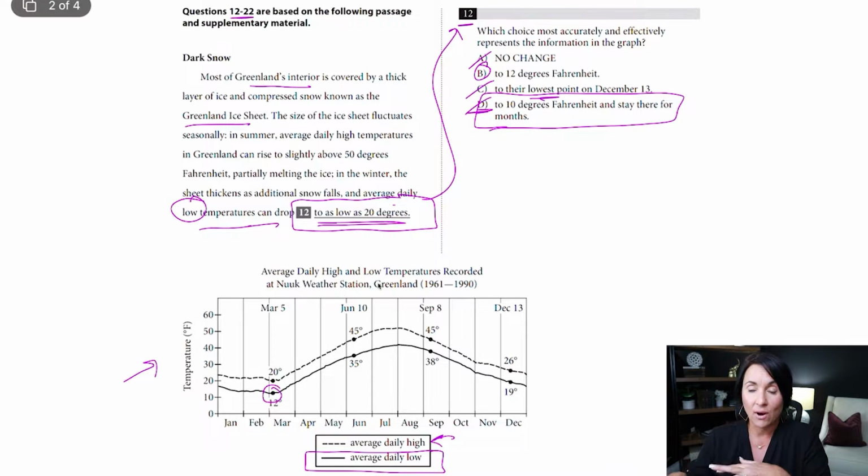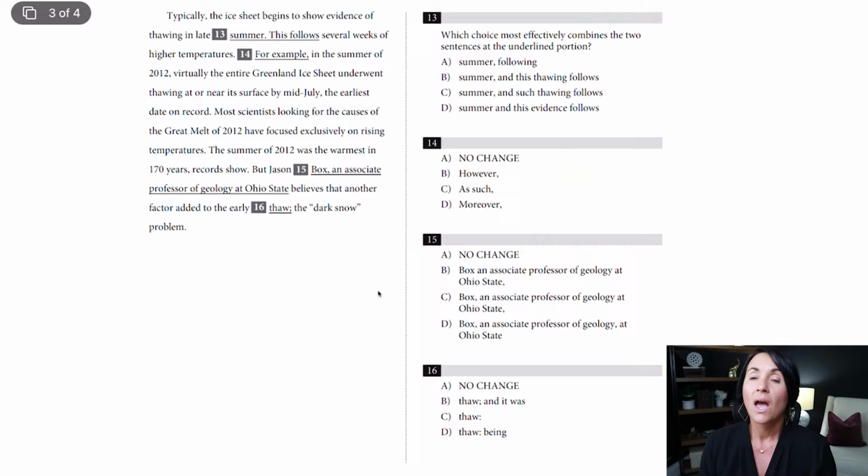So you kind of have it as a graph, like checking it against facts, but then also checking it in terms of the language. And this is also testing your knowledge of redundancy and getting rid of that. All right, so let's take a look at 13, 14, 15, and 16.